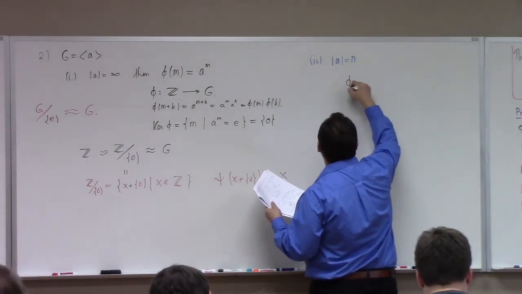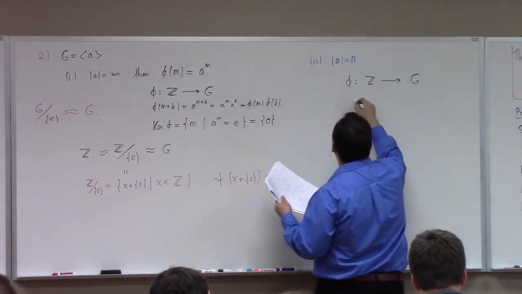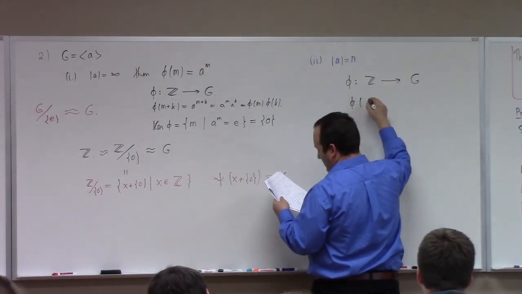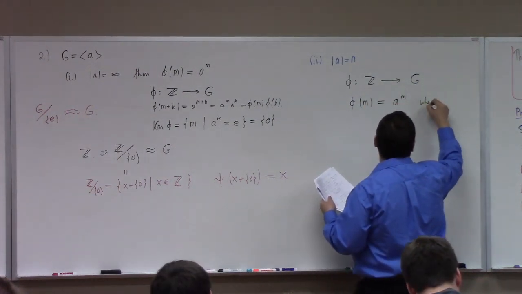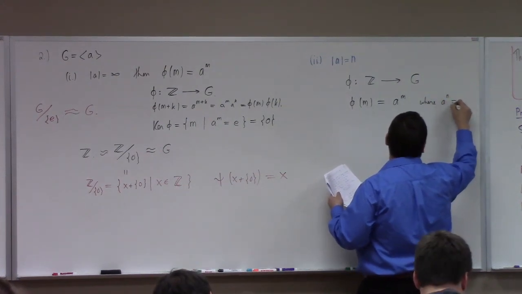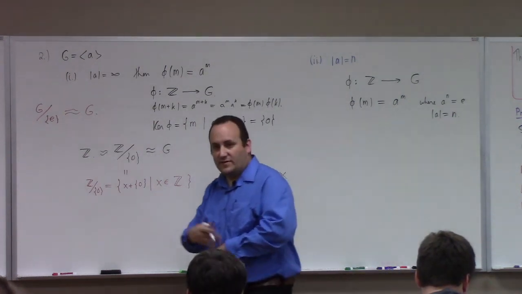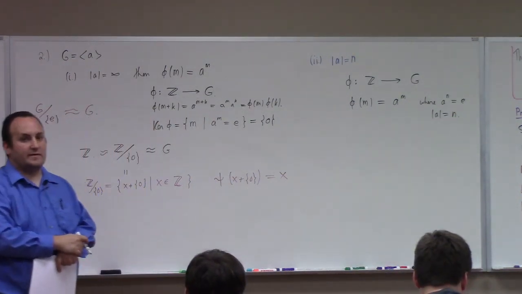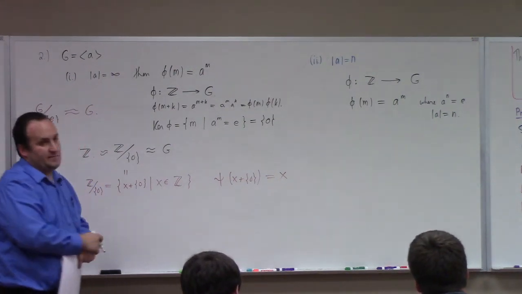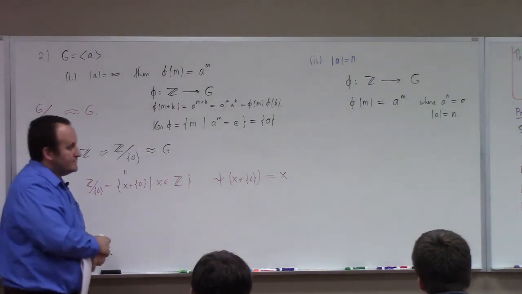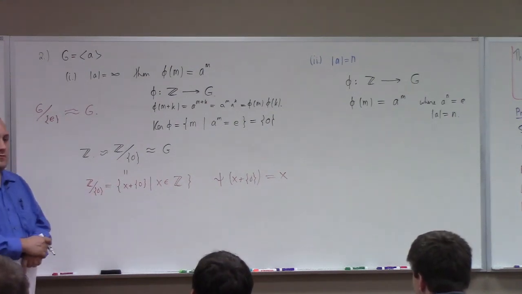We say phi, a mapping from Z to G, how we're going to define it: phi of m equals a to the m, right? Where we have a to the n is equal to e, right? The order of a is equal to n. We're assuming that we're working with a cyclic group of order n, all right, generated by a. Is this a homomorphism? Yes, it is. Is it surjective? Yes, that's pretty clear. Okay, so what's its kernel?